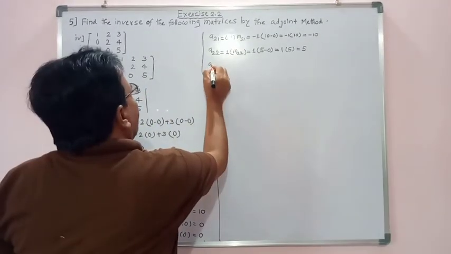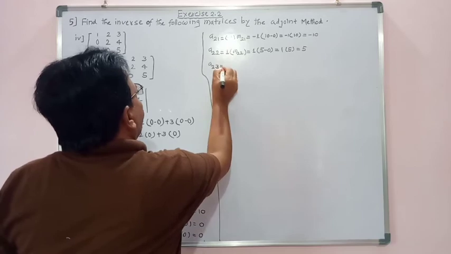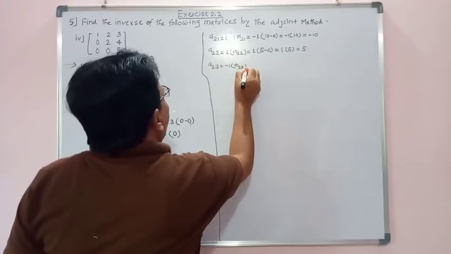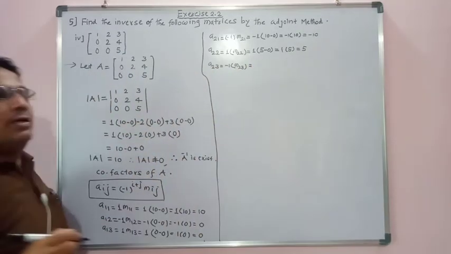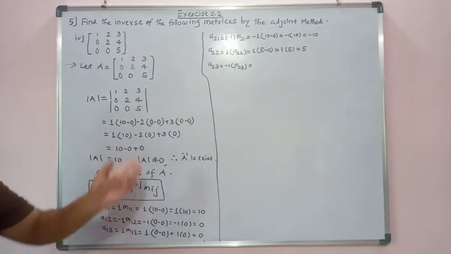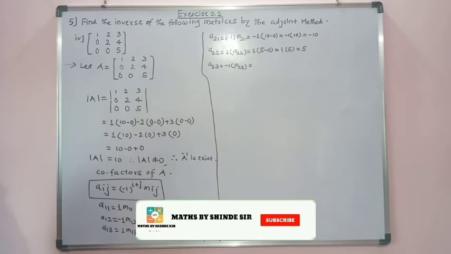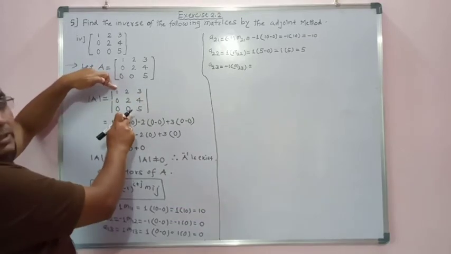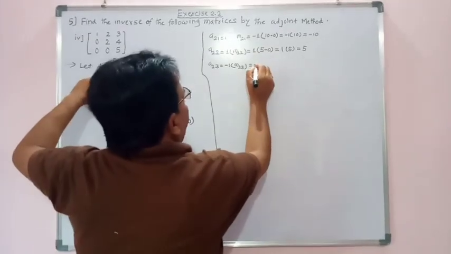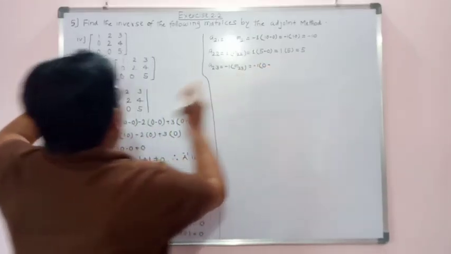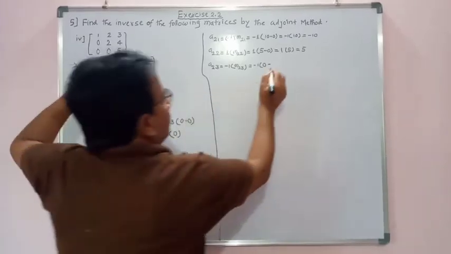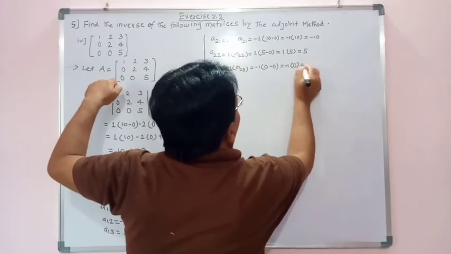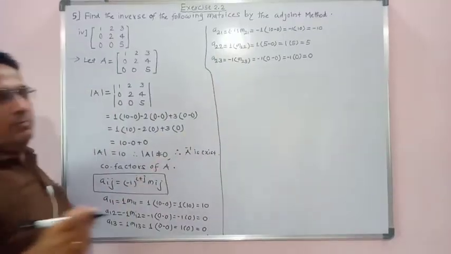And next cofactor A23 equal to minus 1 into M23. 2 plus 3, this addition is a 5. Minus 1 raised to 5 means minus 1 into M23. Leaving of second row, third column. This element 1 into 0 is a 0. And this product 0 into 2 is a 0. Minus 1 into 0 minus 0 is a 0.